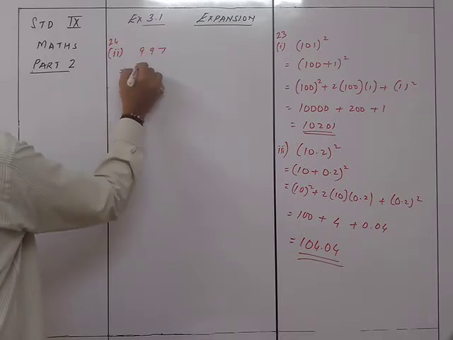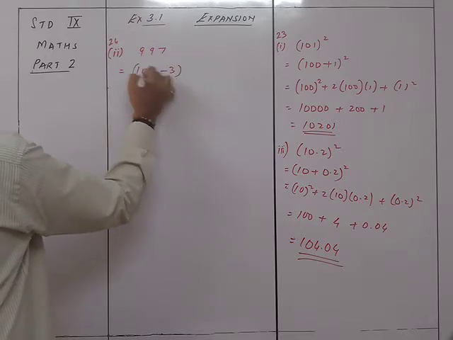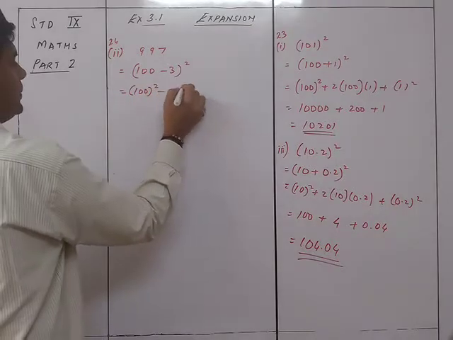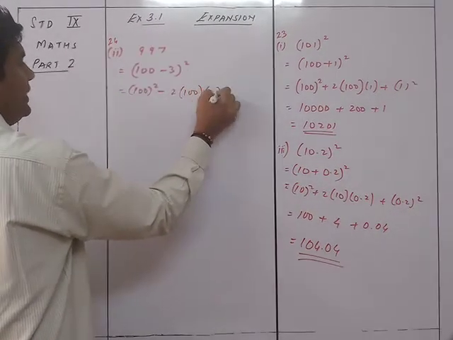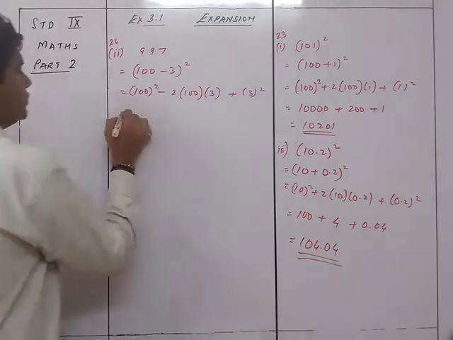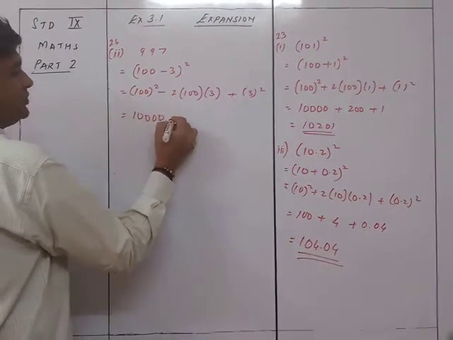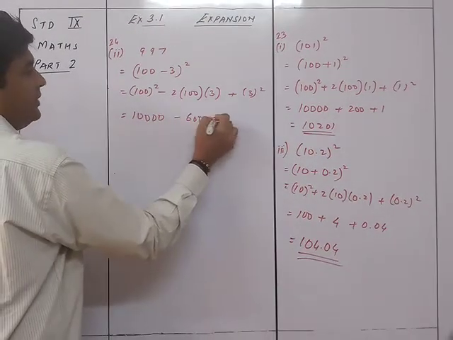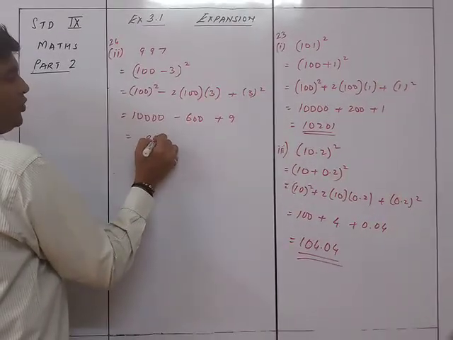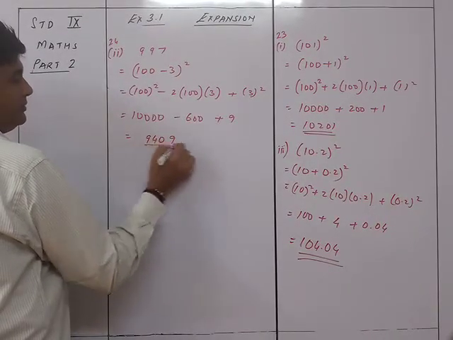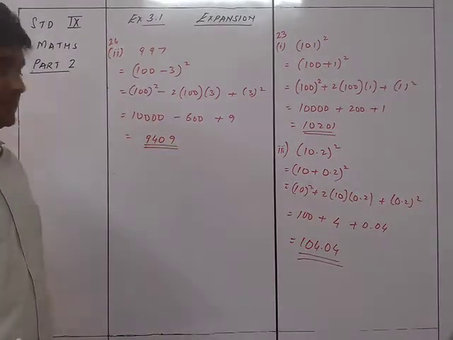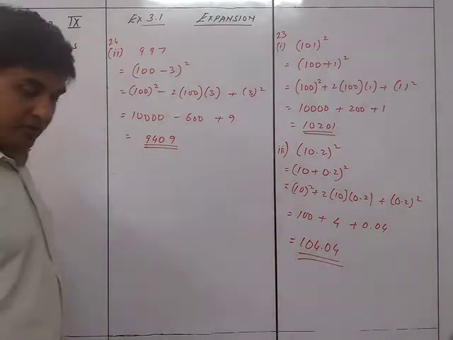997 is equal to 100 minus 3 the whole square, which is 100 the whole square minus 2 into 100 into 3 plus 3 the whole square. So that is going to be 10000 minus 600 plus 9. So that will be 99409. Once you get 9400, subtract from 10,000, plus 9. So that was sum number 25.